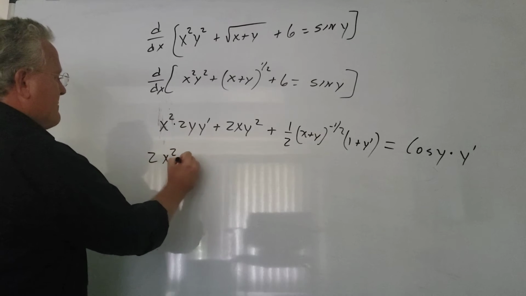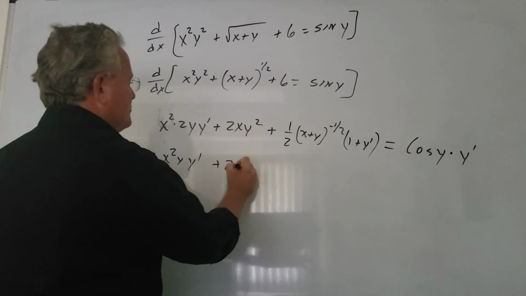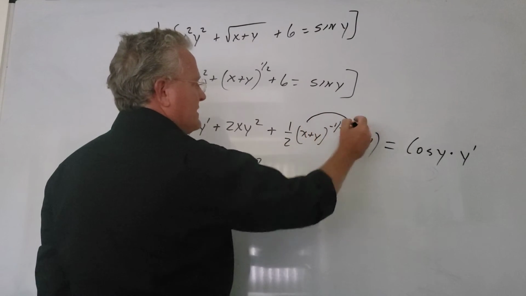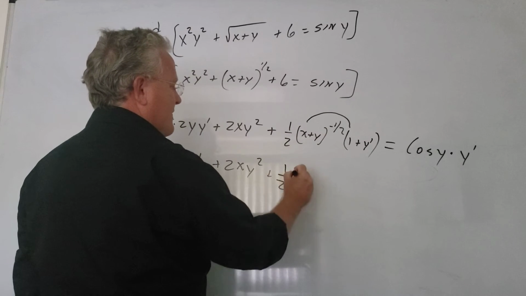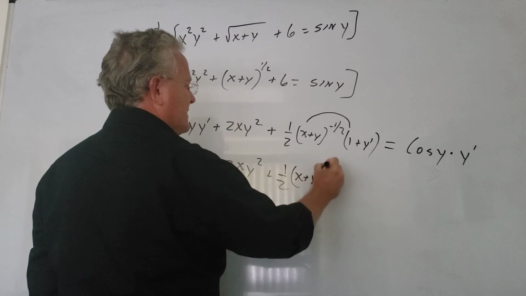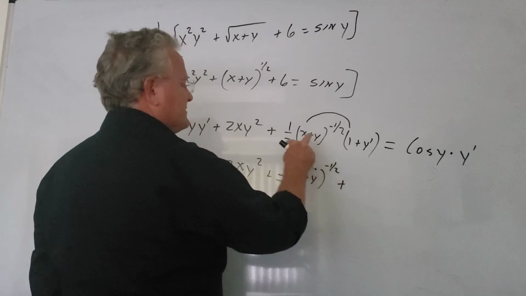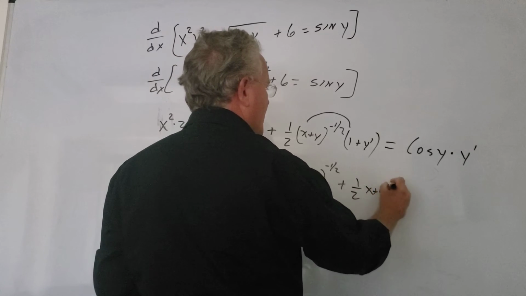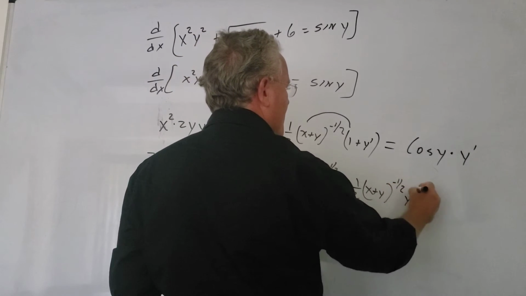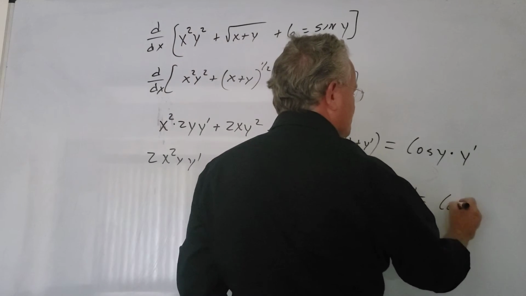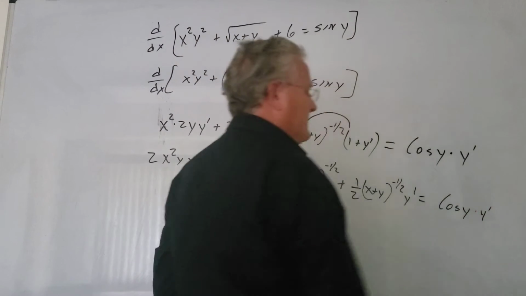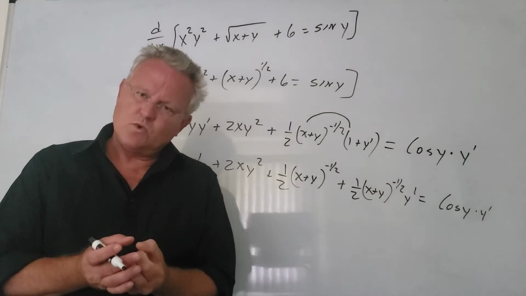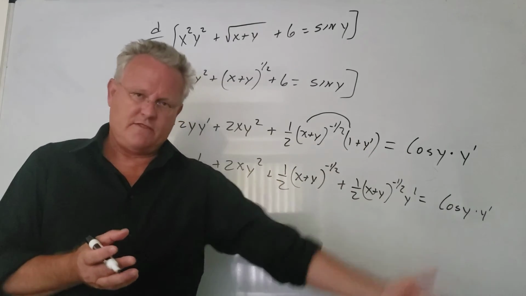2x squared y y prime plus 2xy squared. Let me distribute this. This quantity times 1 is just this quantity, 1/2 (x plus y) to the negative 1/2, plus this times y prime. So we have 1/2 (x plus y) to the negative 1/2 times y prime, and that's equal to cosine y times y prime. Now to isolate y prime, just like we did in algebra, we need the y primes on one side and terms without a y prime on the other.